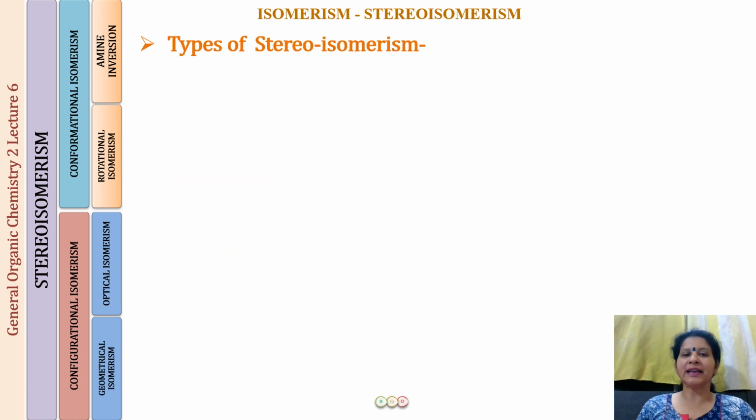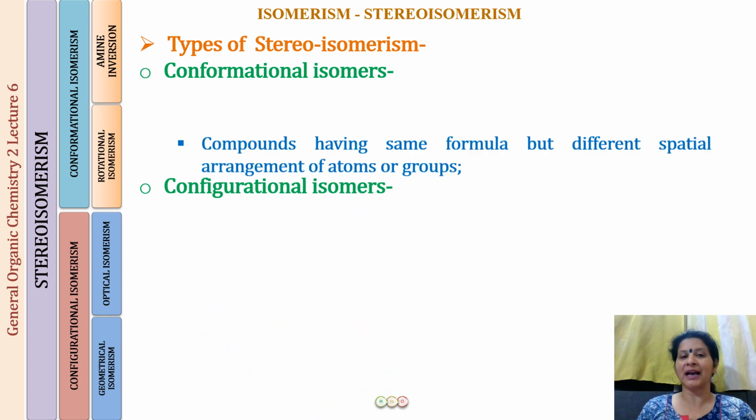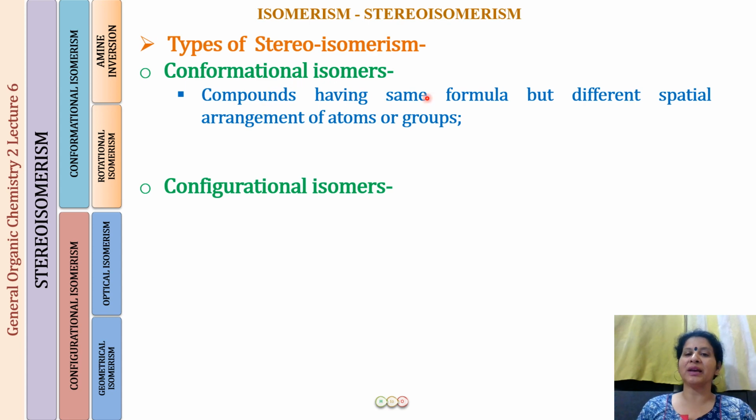So next we have the types of stereo-isomerism. So we have 2 types of stereo-isomerism. One is conformational isomerism and the other is configurational isomerism. The compounds will be called conformational isomers and configurational isomers. Now what are these 2 types? First of all, both of them are stereo-isomers. So this means that if I'm talking about conformational isomers, they are going to be compounds which will have the same molecular formula. They will have the same structural formula also, but they are going to differ in the spatial arrangement of atoms or groups. Now, what is the difference?